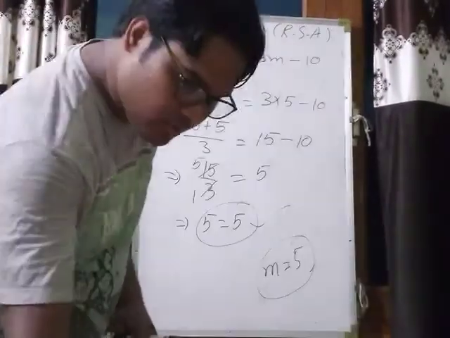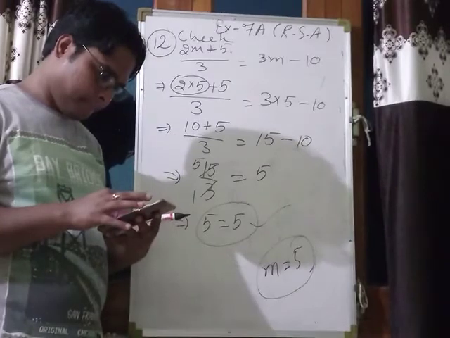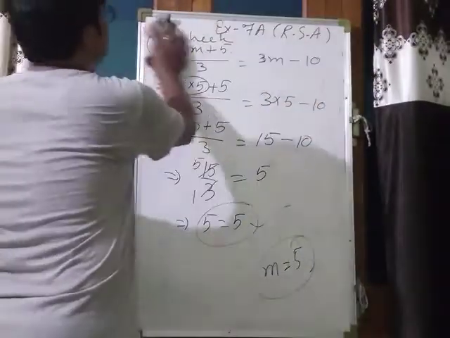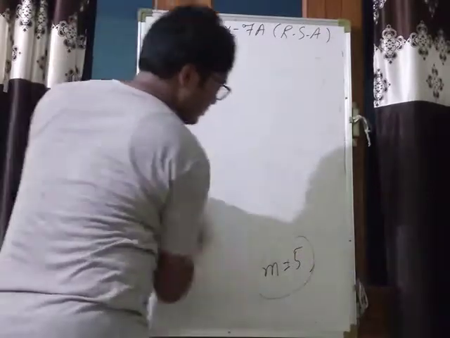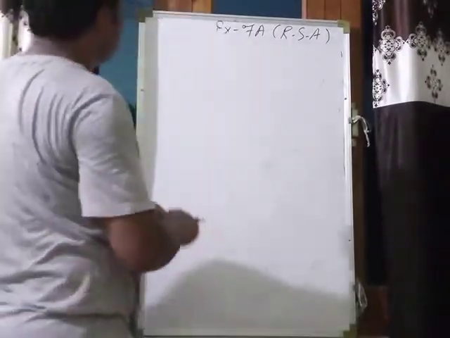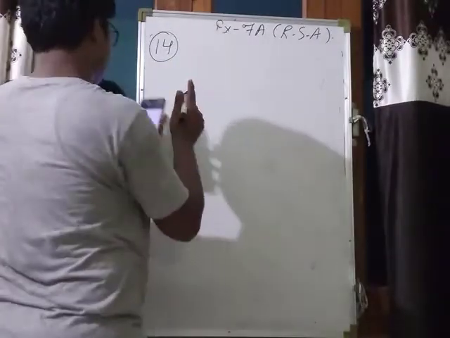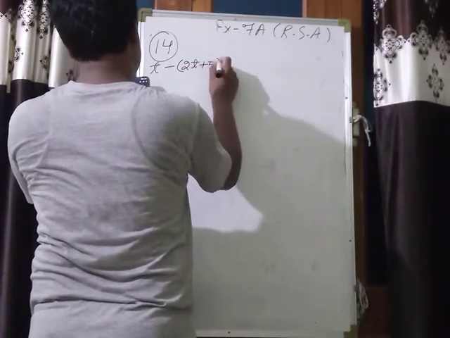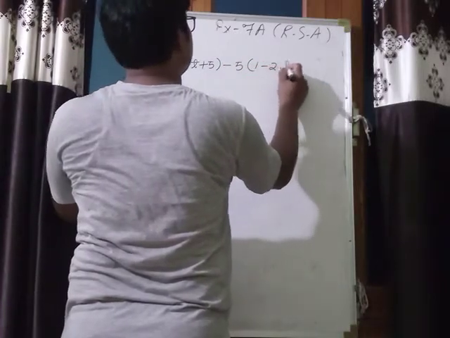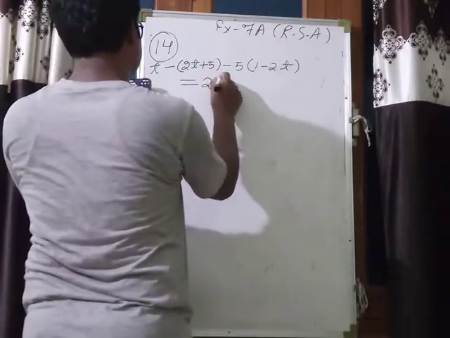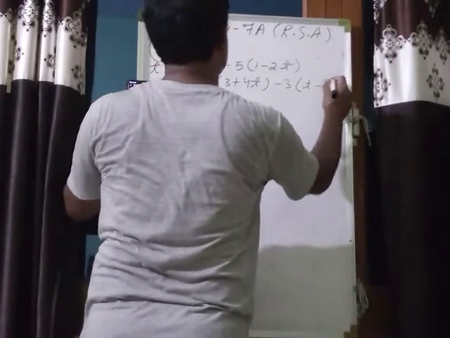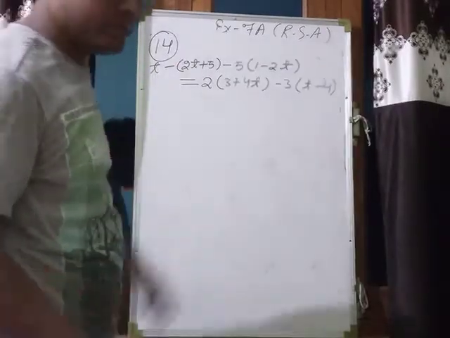Okay. Now question number 14. Question number 14 is: solve t minus 2t plus 5 minus 5 into 1 minus 2t equal to 2 into 3 plus 4t minus 3 times t minus 4. Okay. So this is our equation and we have to solve this.